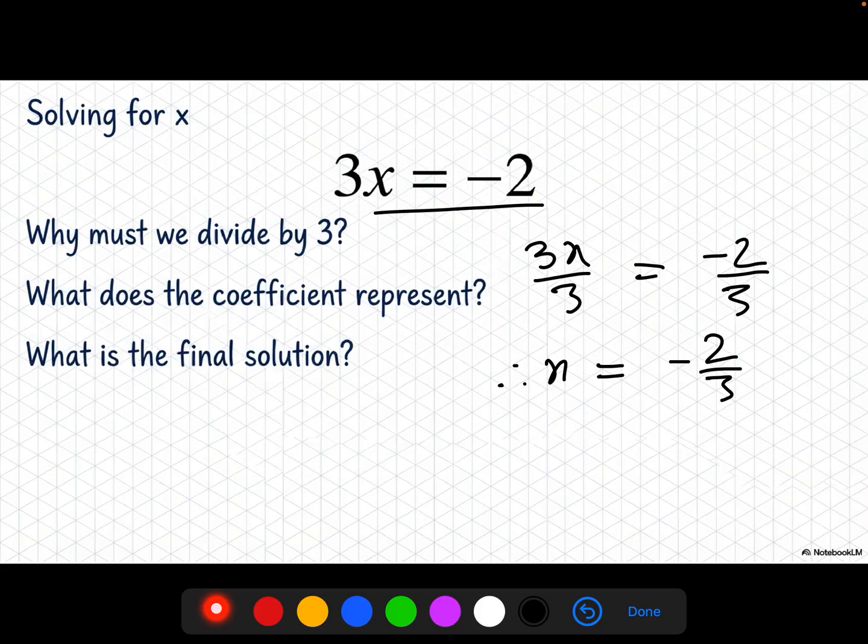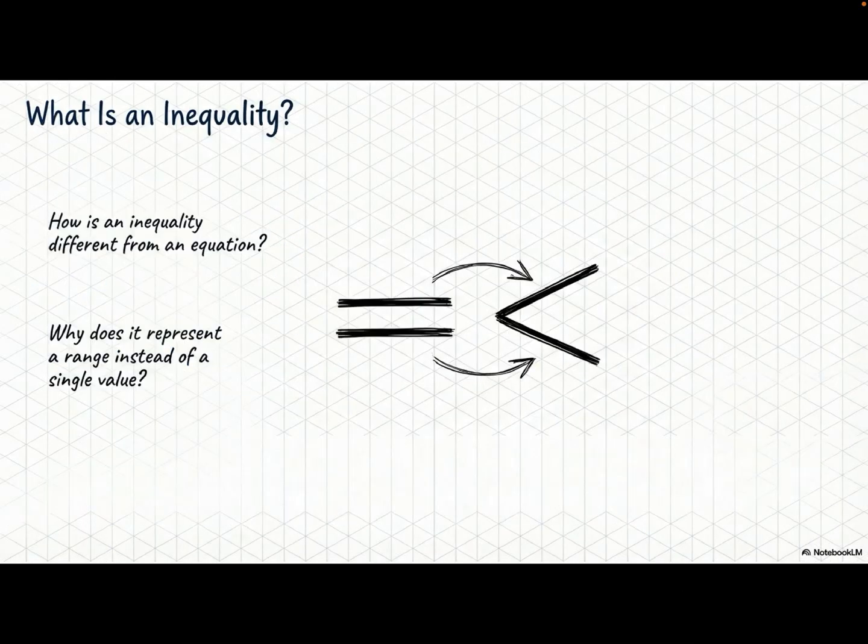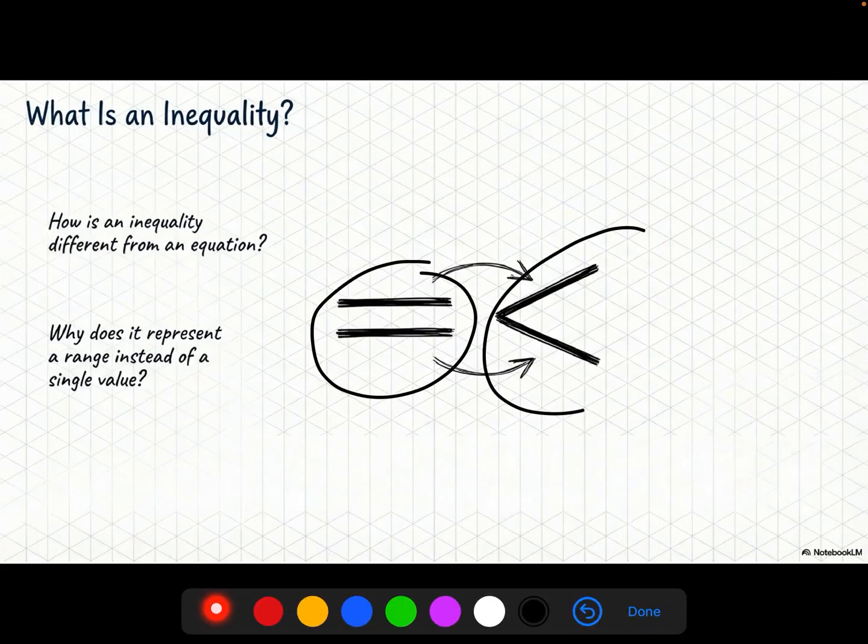Now the equation gives one value, but an inequality gives a range. What is an inequality? An inequality is like an equation, but instead of saying equal, it says greater than, less than, greater or equal, less or equal. So it doesn't usually give one exact answer, it gives a set of answers. That's why an inequality represents a range.